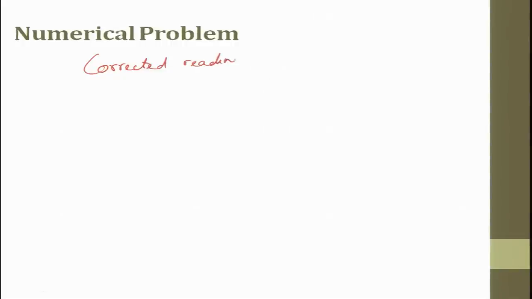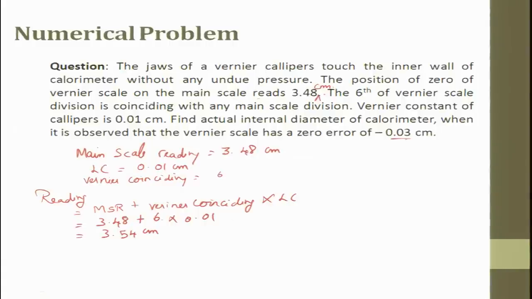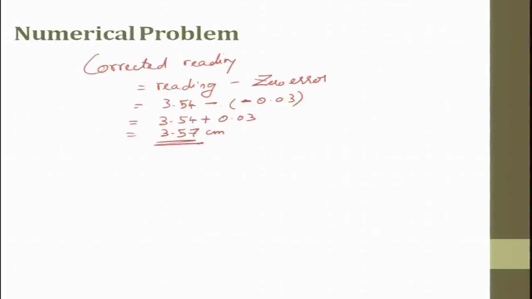So, the corrected reading, because we said there is an error, is equal to the reading minus the zero error, which is nothing but 3.54 minus of minus 0.03, which is 3.54 plus 0.03, which is 3.57 centimeters. So, the corrected reading will be this. For this problem, it is a very trivial problem: main scale reading plus vernier coincidence into LC. So, we got this. Now, this zero error is the minus value. So, reading minus zero error, this minus minus gets compensated. So, it becomes plus and then the final answer is 3.57.